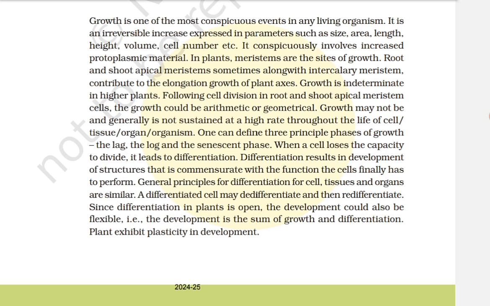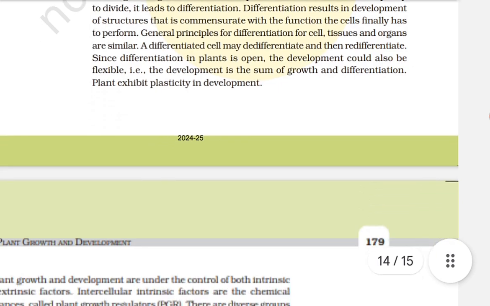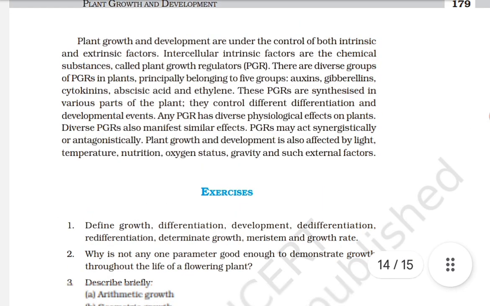Plant growth and development are under the control of both intrinsic and extrinsic factors. Intercellular intrinsic factors are the chemical substances called plant growth regulators. There are diverse groups of plant growth regulators in plants, principally belonging to five groups: auxin, gibberellin, cytokinin, abscisic acid, and ethylene. These plant growth regulators are synthesized in various parts of the plant. They control different differentiation and developmental events.